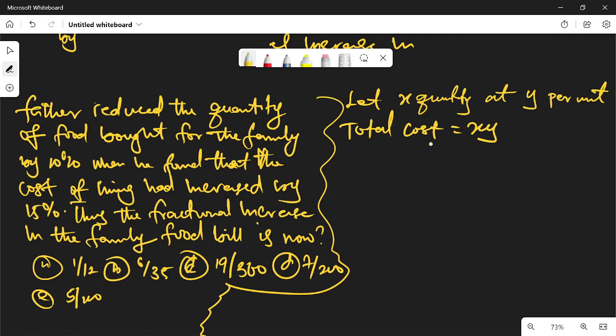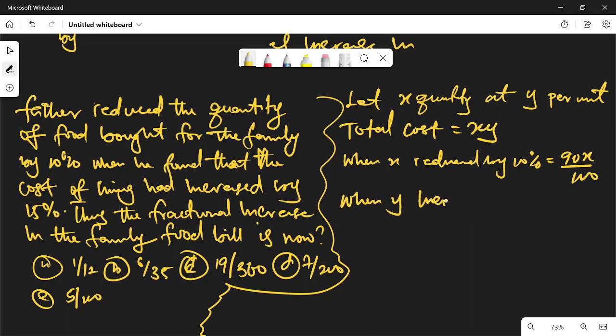So when he reduces the quantity of food he's buying by 10%, that means that X is reduced by 10%. So when X is reduced by 10%, we have 90X over 100. Just because the rate increased by 15%, when Y increased by 15%, that will be 115Y divided by 100.